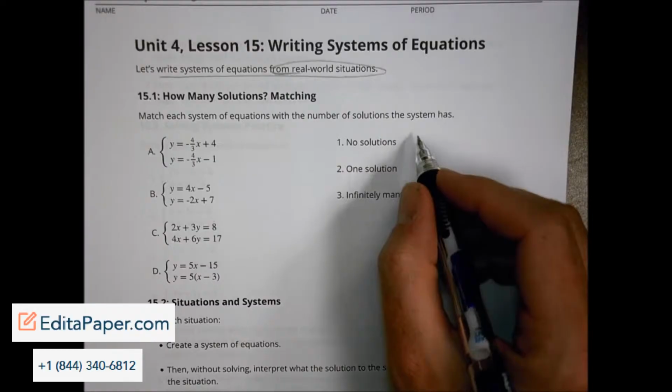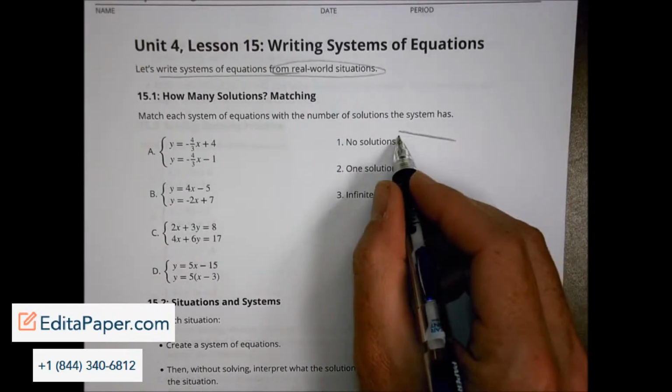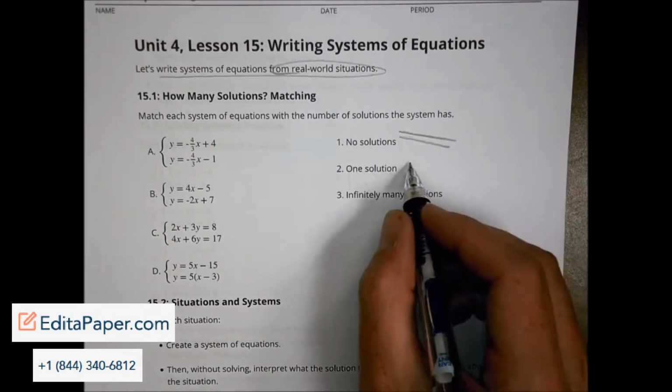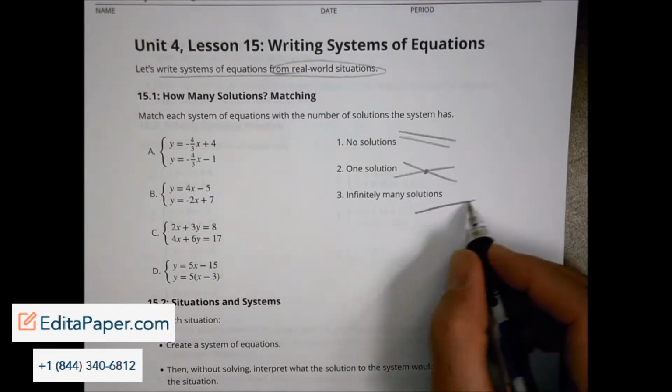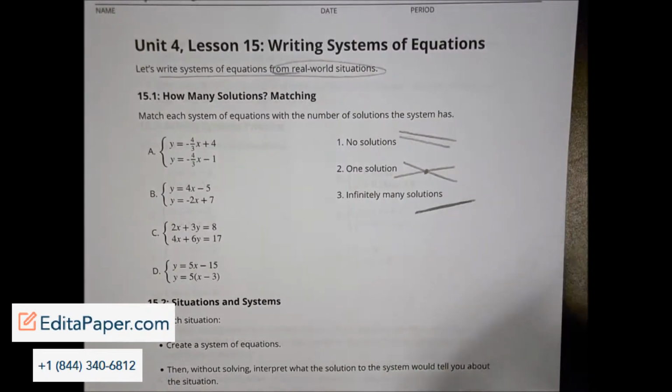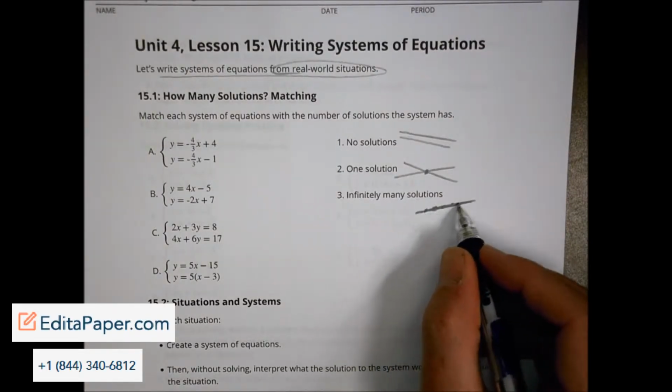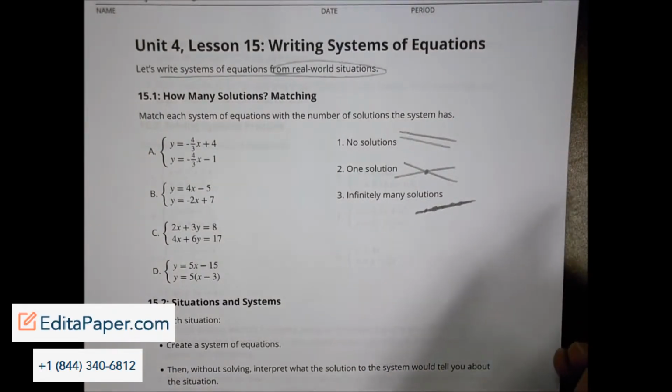Okay, so remember if it has no solutions, we're talking about lines that probably are running parallel with each other. If it has one solution, that means they're going to cross at one point. And if it's infinite, we're talking about lines that are stacked on top of each other so that there are points all along the lines that are all possible solutions.